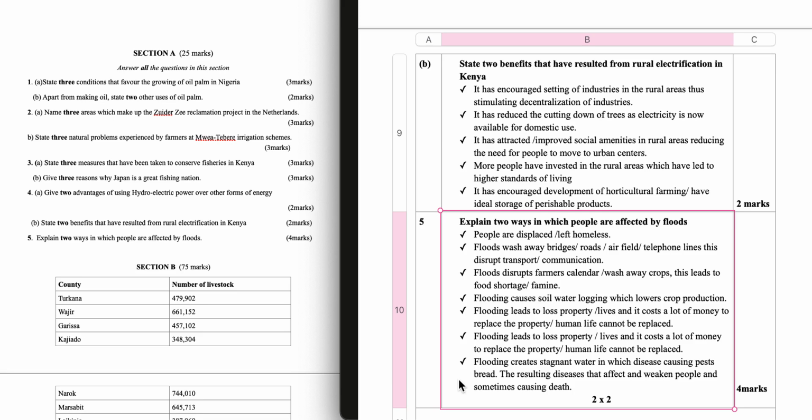Flooding causes soil waterlogging, which lowers crop production. Flooding leads to loss of property. Flooding creates stagnant water in which disease-causing pests breed. The resulting diseases affect and weaken people and sometimes cause death.